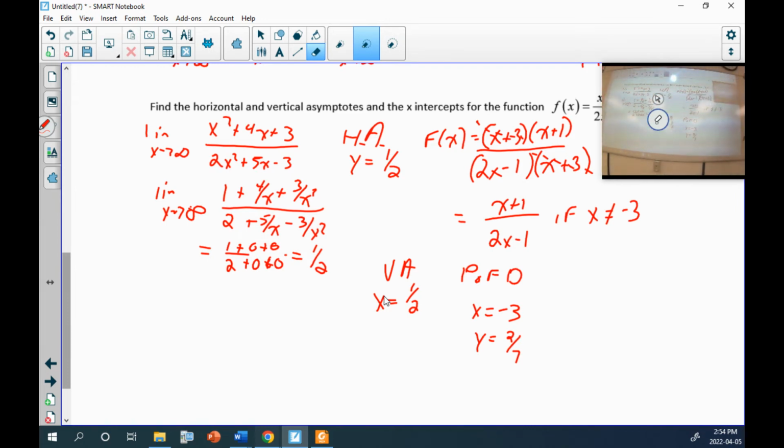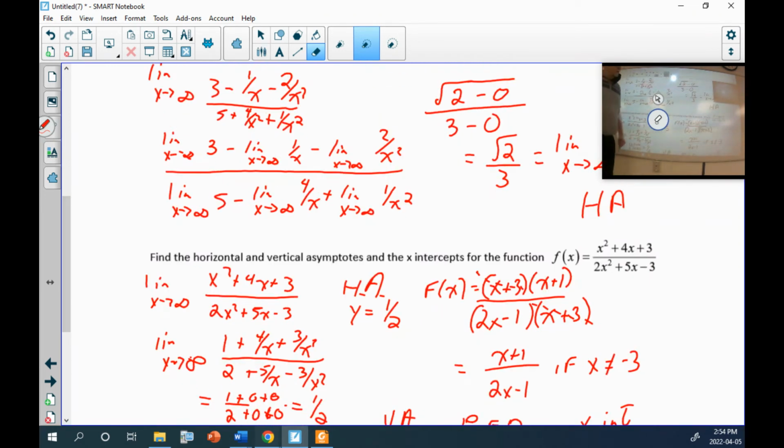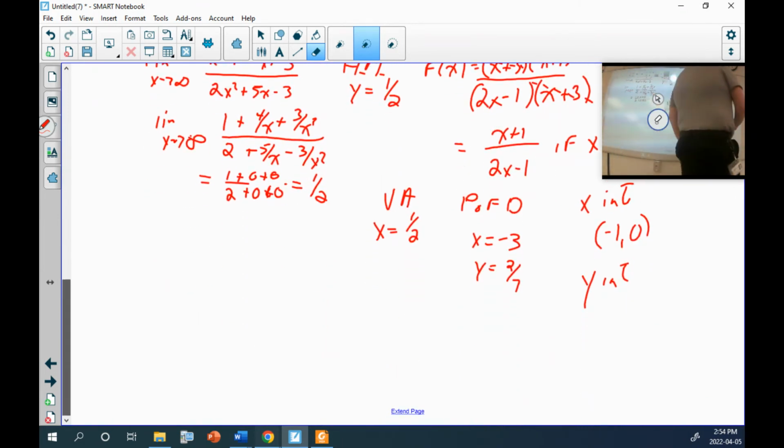Dylan, where is our x-intercept? The x-intercept is going to be -1, 0. One last piece of information that's easy to find. What's our y-intercept? It's going to be 3 over -3. So our y-intercept will be 0, -1.